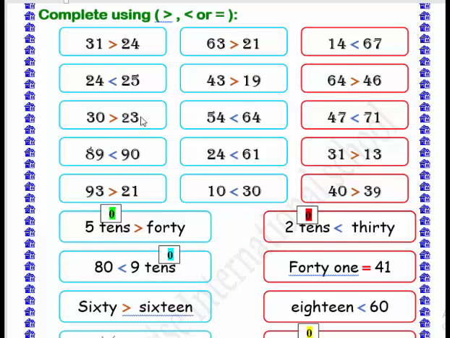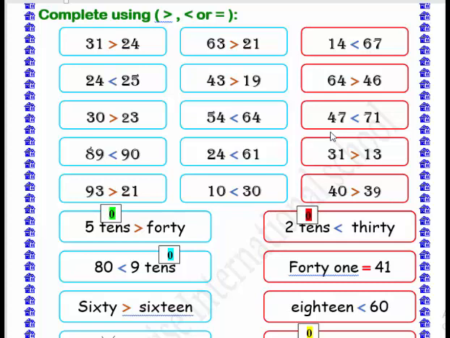30 and 23. Which is bigger? 30. So the mouse eating 30. 54 and 64. Where are the bigger tens? 6. So 64 is the bigger, so the mouse eating 64. 47 and 71. Where are the tens? 4. And in 71, where are the tens? 7. So 4 is less than 7. So 47 is less than 71. And the mouse doesn't look at 47.